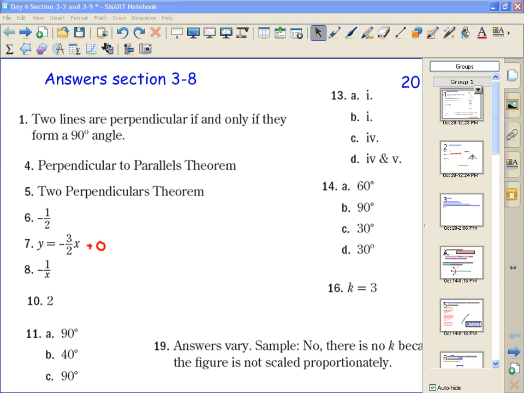Okay, you should start out by correcting your homework. The first page from 3.8. On your own right now, go through, correct the answers. Should hit pause until all students are finished correcting.